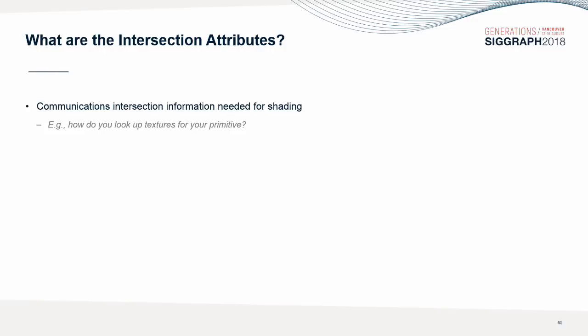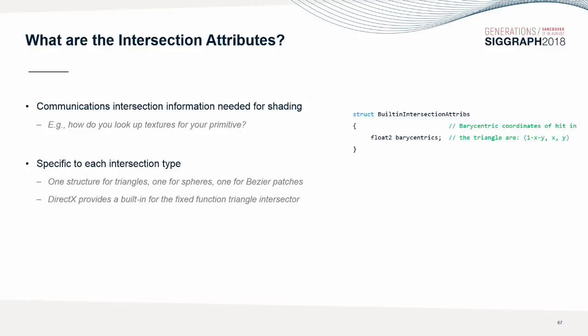So what are these intersection attributes? These allow you to communicate between your intersection shader and your any hit and closest hit shaders. And they're specific to each intersection type. There's a built-in one for triangles. But if you want to define a sphere intersector, you have to define an intersection attribute structure for your spheres. The built-in one looks something like that. It has a float2 with barycentric coordinates where you hit the triangle, and that's what you're given for shading.